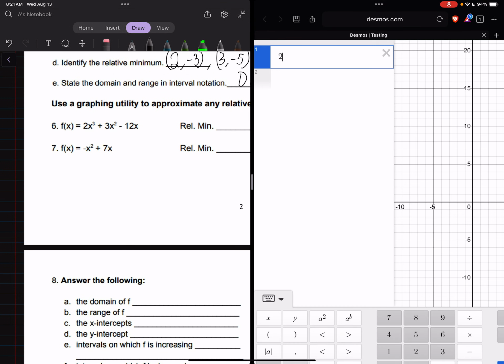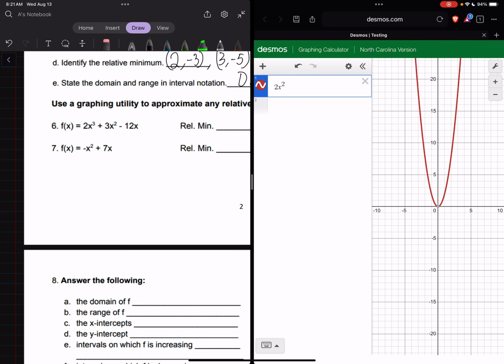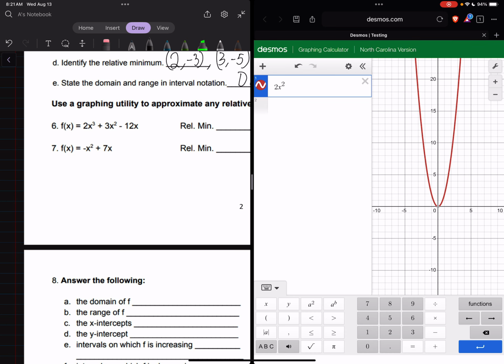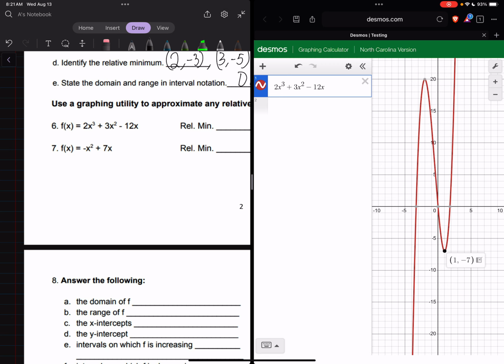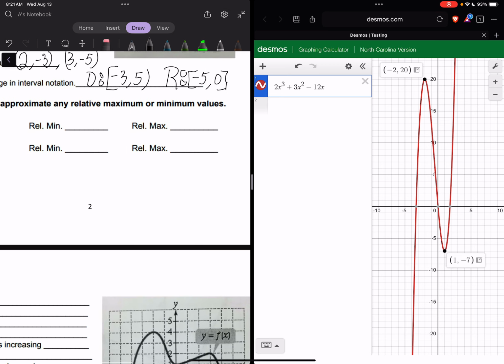Type in your function, 2x cubed, no, that was a cubed, plus 3x squared minus 12x. Okay, here's my function. There's my turning points. So I have my relative minimum and maximum. Relative minimum, 1, -7. Maximum, -2, 20.